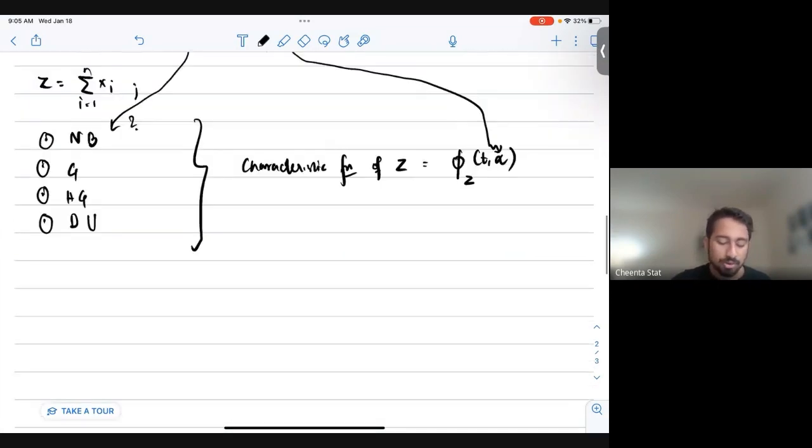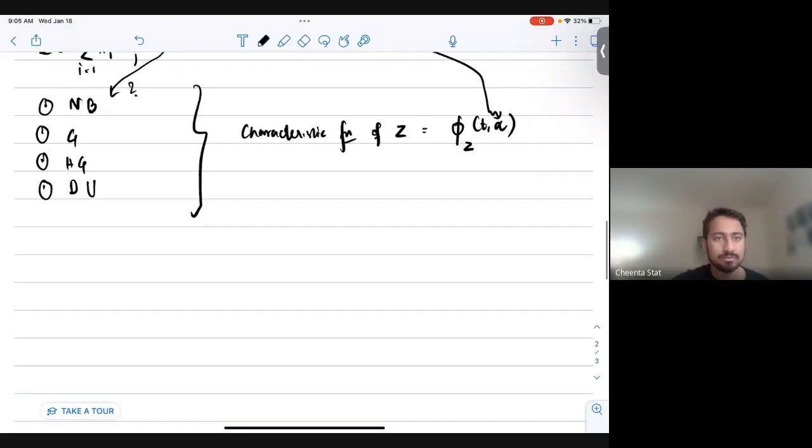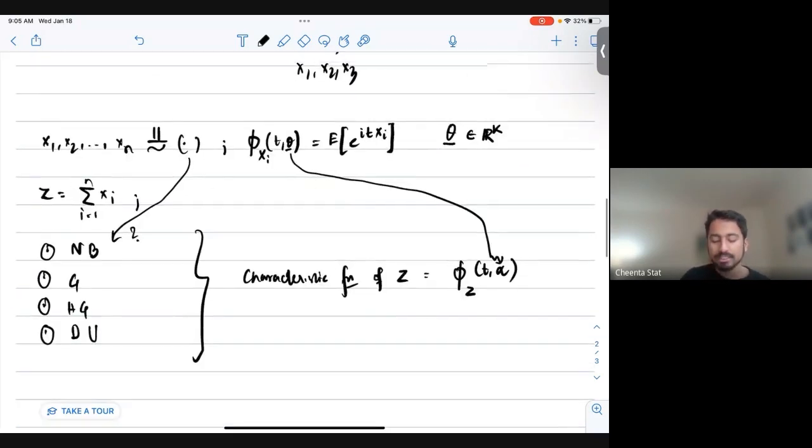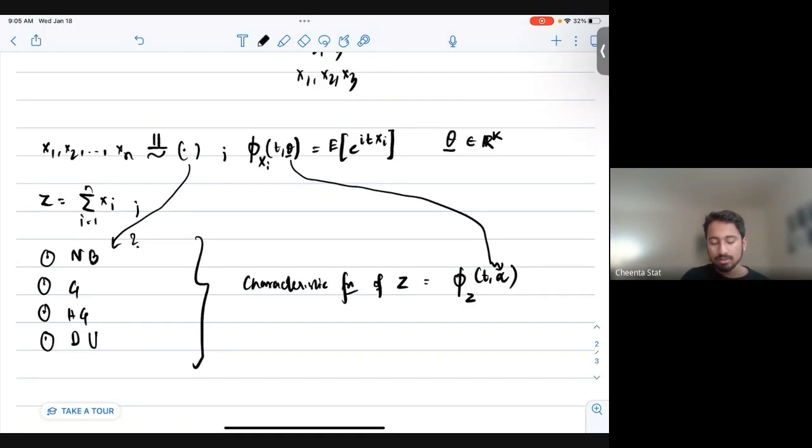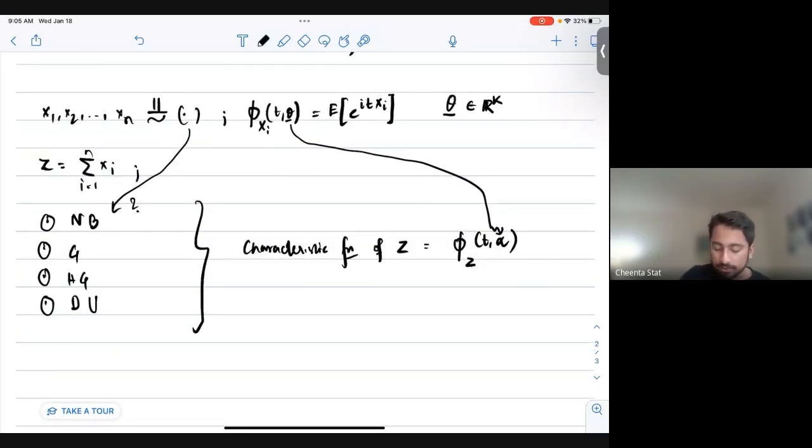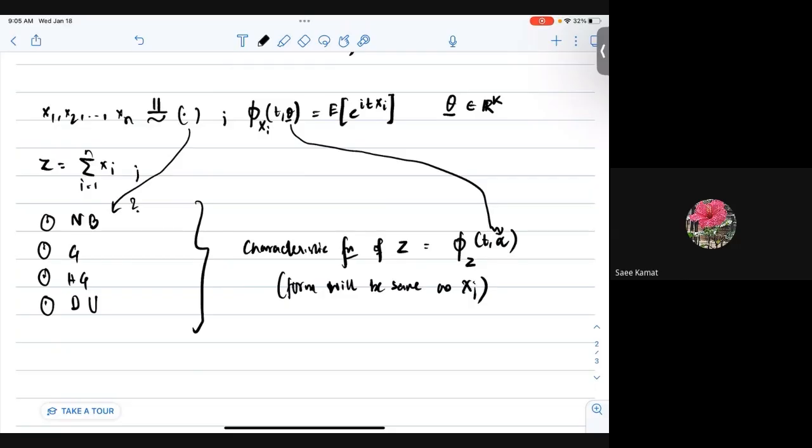So therefore, you have to remember all these characteristic functions. There's no other way. It's telling you in some sense that the expression form will be similar to Xi, just that the theta will be replaced by something else. SK asks: we have to remember characteristic functions also along with MGFs?